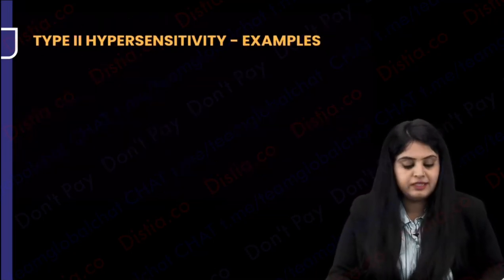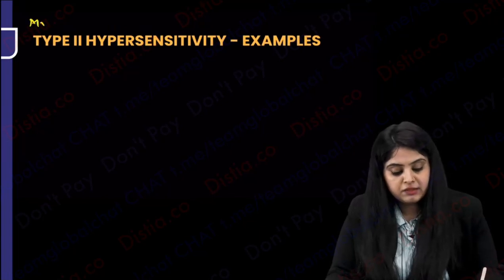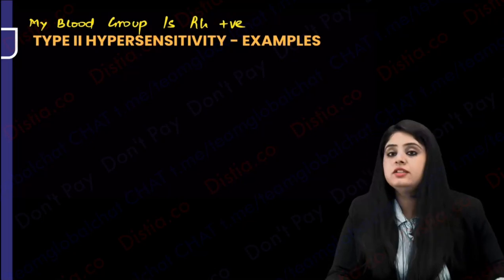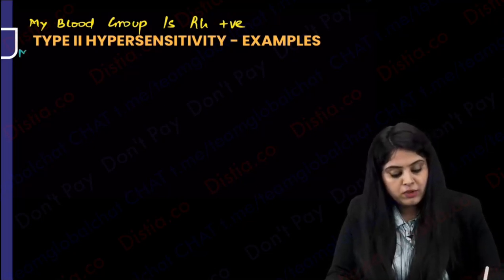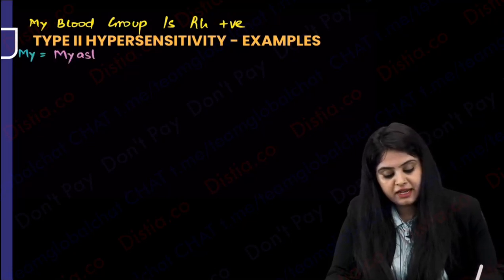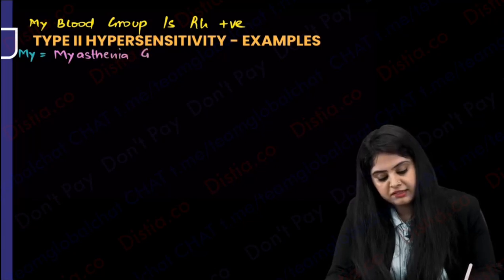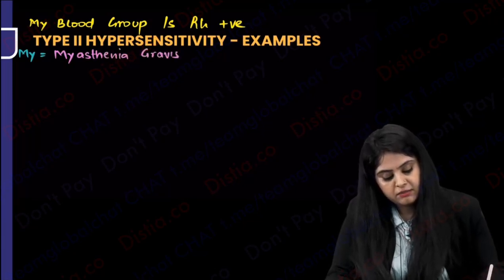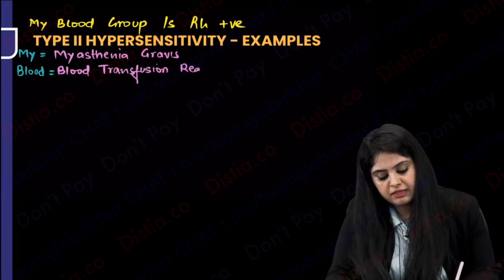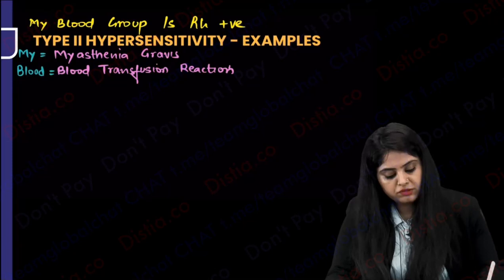Very simple. In examples, the mnemonic is: my blood group is RH positive. My blood group is RH positive. Let's get going. What do I have with M? For M we have the disease myasthenia gravis. In blood, for blood we have blood only. This means blood transfusion reactions. All blood transfusion reactions are going to come under it. So my blood group. So this is going to have a lot of things.